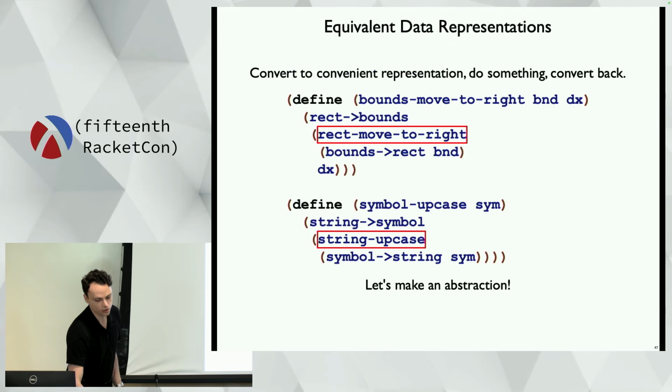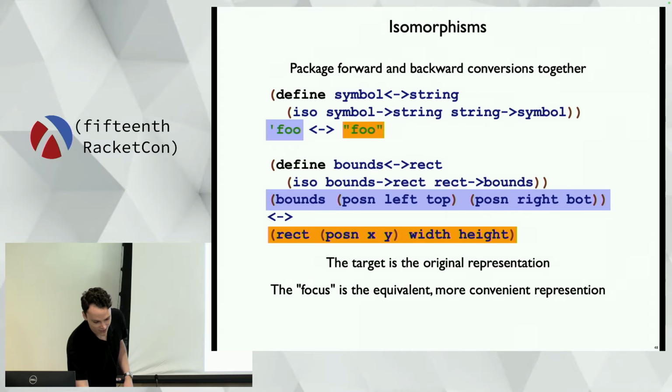Now, in both of these examples, we have this operation that is more convenient on a different representation of the data that we're working with. So we do this back and forth conversion. And again, we're How to Design Programs students. Let's make an abstraction for this. So we will call that abstraction an isomorphism, which is Greek for same shape. And we just package the forward conversion and the backward conversion together.